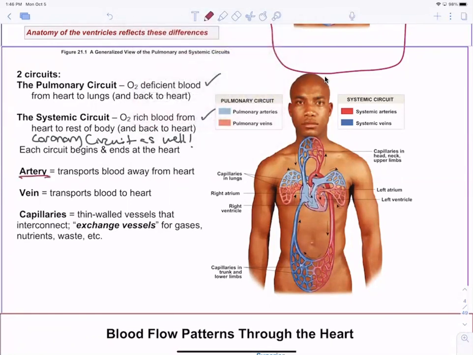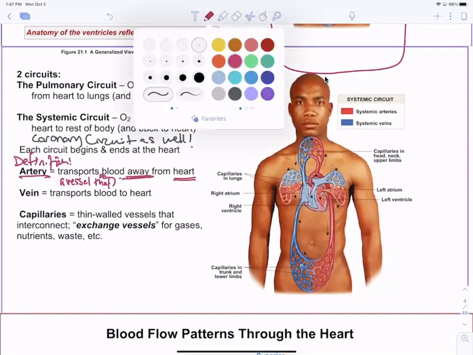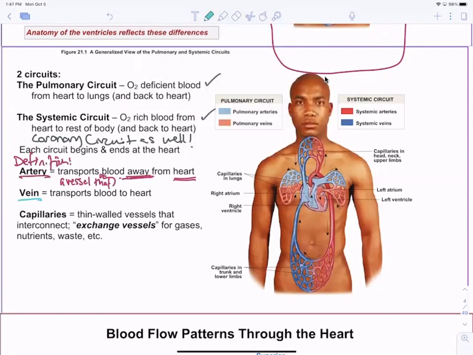Artery. The definition is a vessel that transports blood away from the heart. So that's an artery, as opposed to a vein, which is a vessel that transports blood to the heart. So if a vessel is going towards the heart, then it's a vein. If it's a vessel that is going away from the heart, then it is an artery.